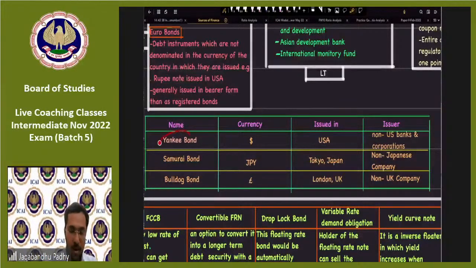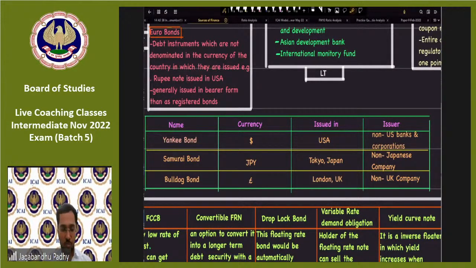So what do you mean by Yankee bond? Any non-US company going to the US market and raising money through a US debt instrument in USD terms, that's what we call a Yankee bond. So let's say any African country going to the USA, issuing a bond where the currency written in the bond is dollar, but it is issued by the African country, or by any Indian entity, or by some European entity. Those bonds are called Yankee bonds.